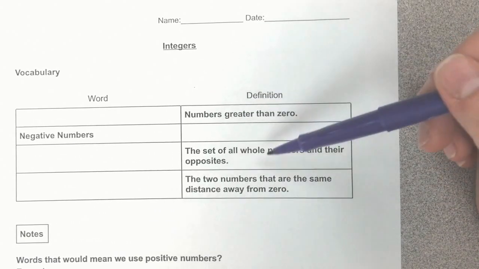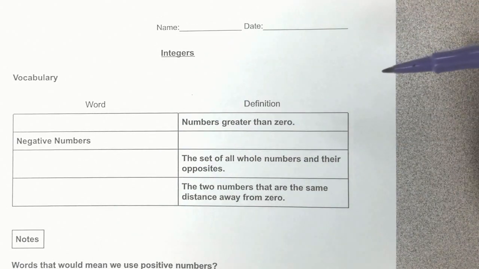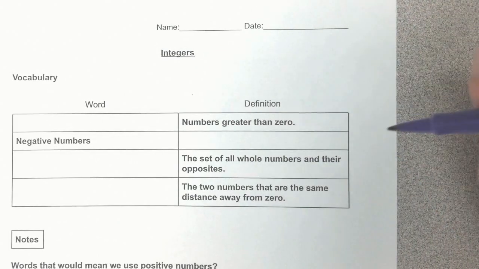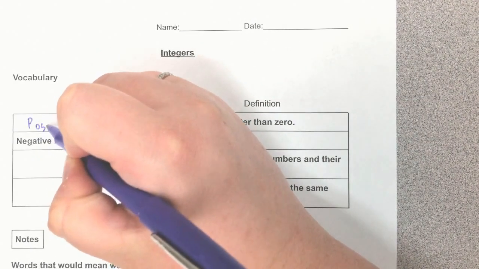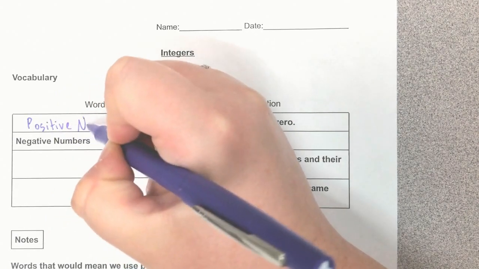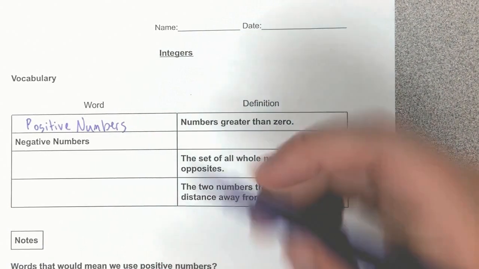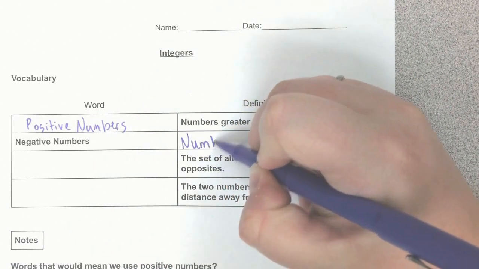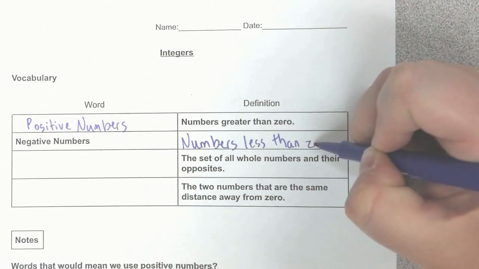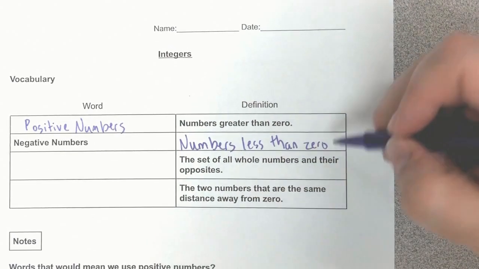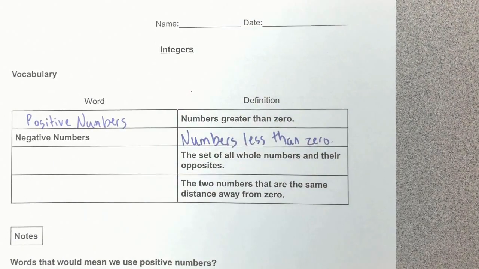And I have some definitions, and then this one I gave the words. So let's look at the definitions first. I have numbers greater than 0. If I have numbers greater than 0, then those are going to be positive numbers. That means negative numbers are numbers less than 0. Now, I have positive numbers are greater than 0, negative numbers are less.